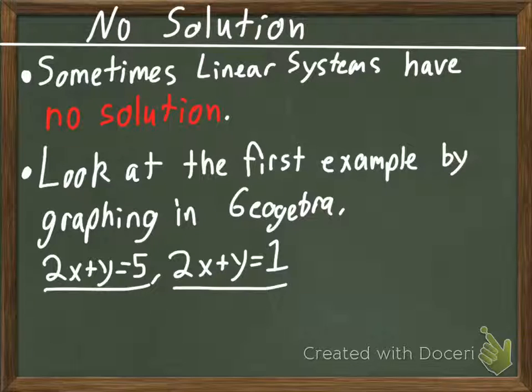Okay. What you should have seen in your group is that these two lines are parallel. They're never going to touch. So if you think about it, it kind of makes sense, since whenever we graphed before, they intersected at one point. Well, here, they don't ever intersect. Therefore, they will never have a solution. So that's why there's no solution.